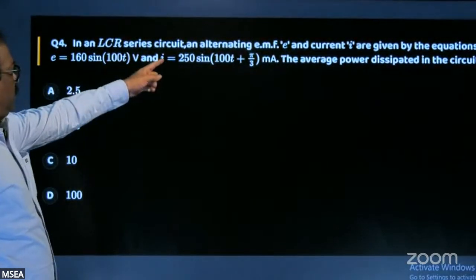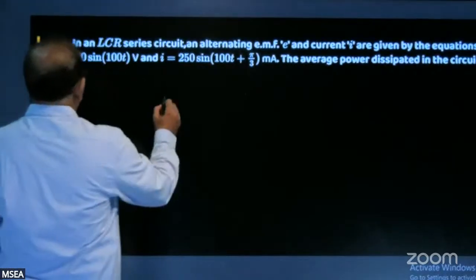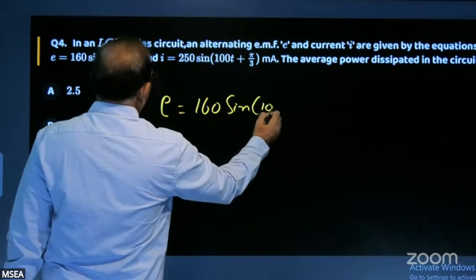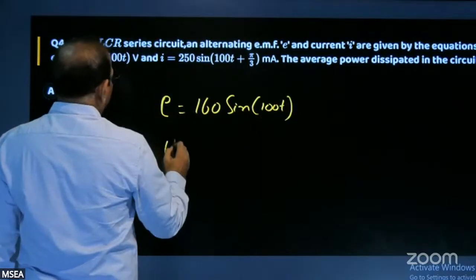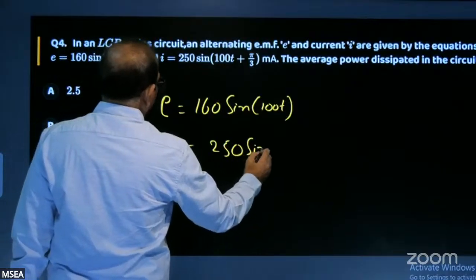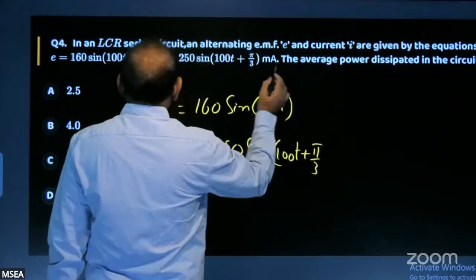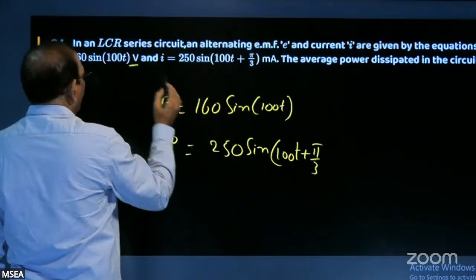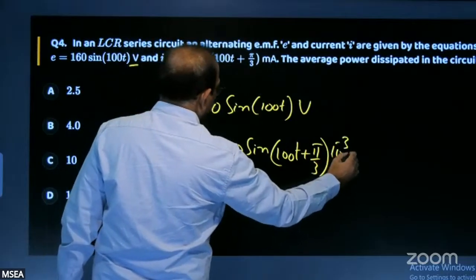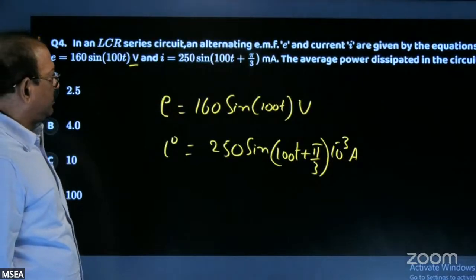In an LCR series circuit, an alternating EMF and current are given by the equations: EMF 160 sin 100t, and instantaneous current 250 sin of 100t plus pi by 3. See, the units are also important. Here volt is given. Here milliampere is given. Find the average power in the circuit.